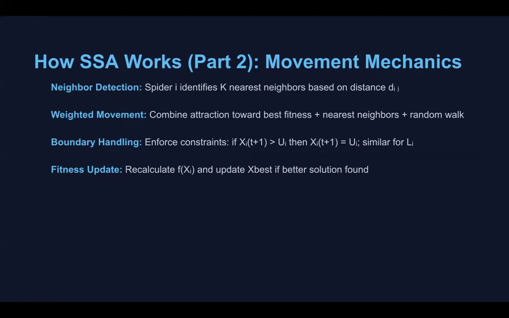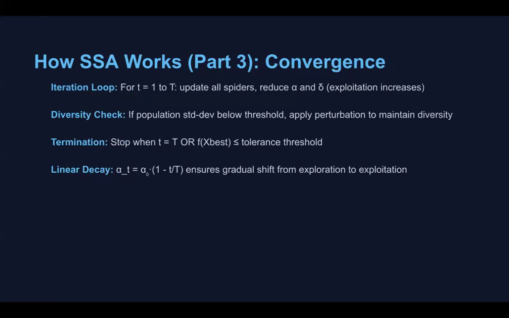How SSA works using convergence. There are mainly four points in this: iteration loop, the diversity checker, termination, and the linear decay. Iteration loop: the algorithm runs from t equals 1 to N. In every iteration, all spiders update their positions using vibration signal, neighborhood influence, and the global best attraction. This is repeated updating gradually, which improves the solution.